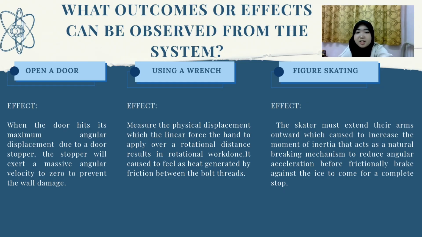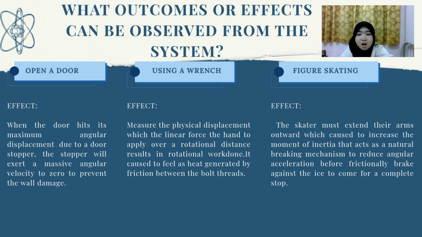Second, let's look at the wrench. When we apply a linear force by hand over the rotational distance, we can measure the physical displacement. This gives us rotational work done. An observable effect of this process is the heat generated by friction between the bolt threads as they tighten.